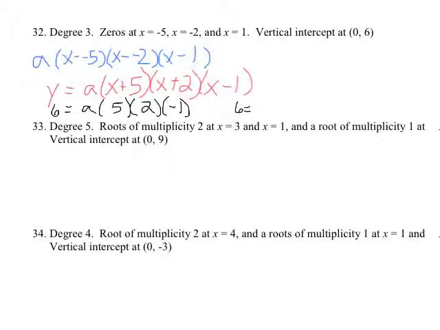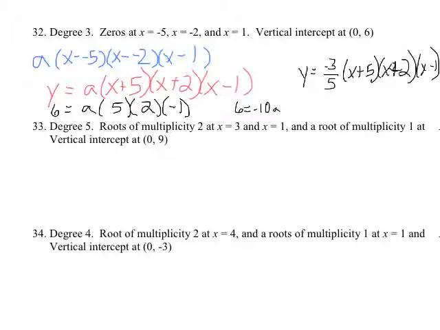6 equals negative 10a. Solving for a, we get negative 6/10. So our equation is negative 6/10, or negative 3/5, times x plus 5, x plus 2, and x minus 1. There we go.